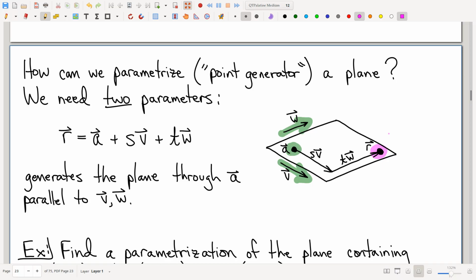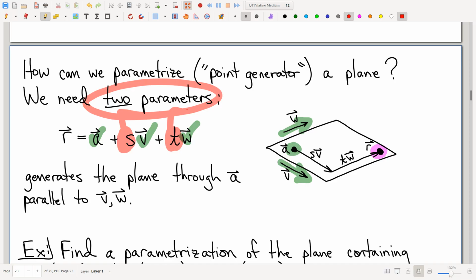I think it's a pretty easy pitch that you put them together like this, your A and your V and your W. In some sense, S tells you how far you go in that direction. The bigger S is, the more you go that way, and the bigger T is, the more you go that way. And so two parameters, S and T, will allow you to get anywhere on this plane.